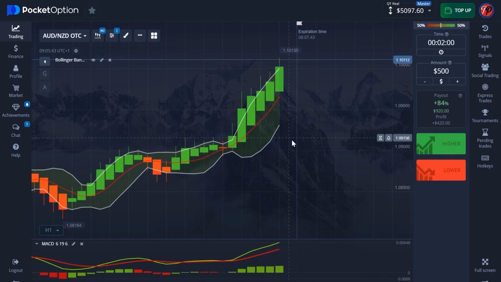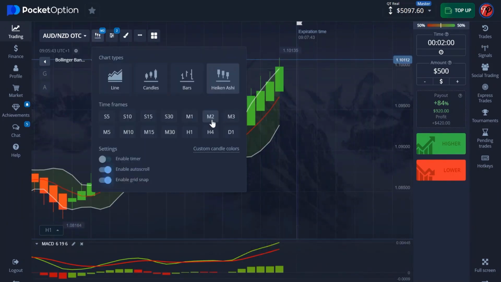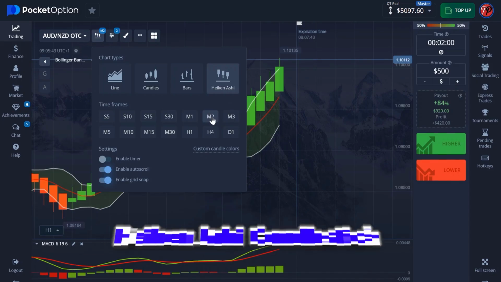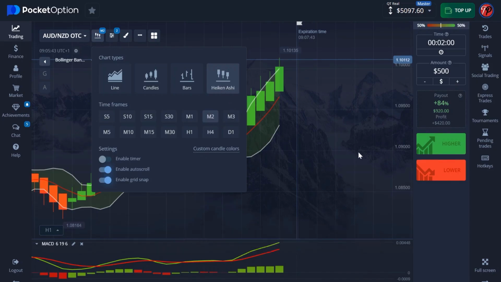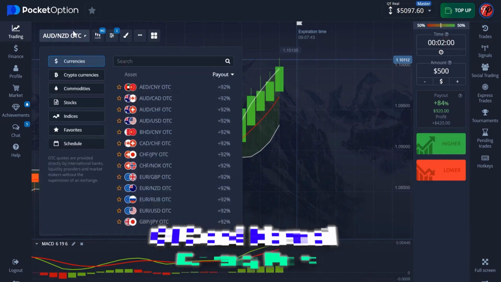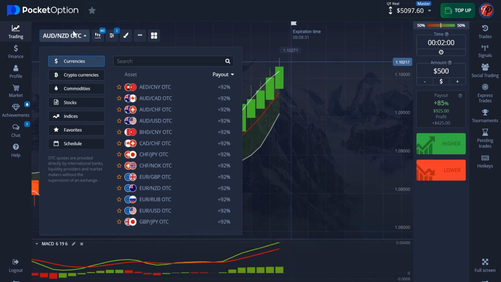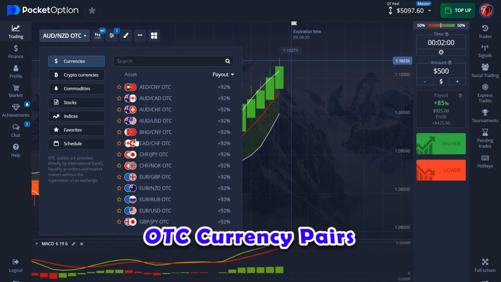Do not forget we are doing this with a 2-minute candle time frame. So it's a 2-minute candle time frame strategy, of course with Heikin Ashi candlesticks, and of course with a 2-minute trade time. The strategy actually works with both OTC currency pairs and also with normal currency pairs, but in today's video I'm going to be using OTC to take the trade.